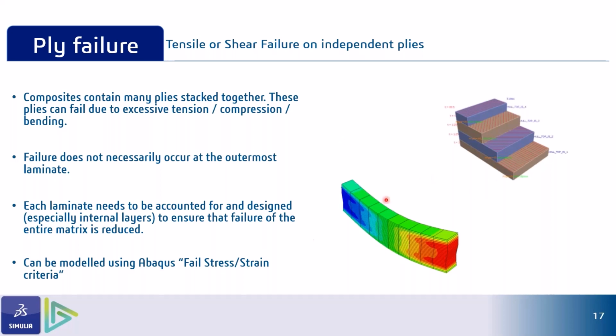As you can see in this result here, there is both bending and compression happening at the innermost layers. And these are very difficult for composite designers to see. So simulation does help them realize where the most likely failures might happen in their product. So each laminate needs to be accounted for by the engineers when they're trying to design their matrix. And in terms of ply failure, this can be easily modeled in Abaqus using the fail stress or the fail strain criteria, which I will explain further in this webinar.